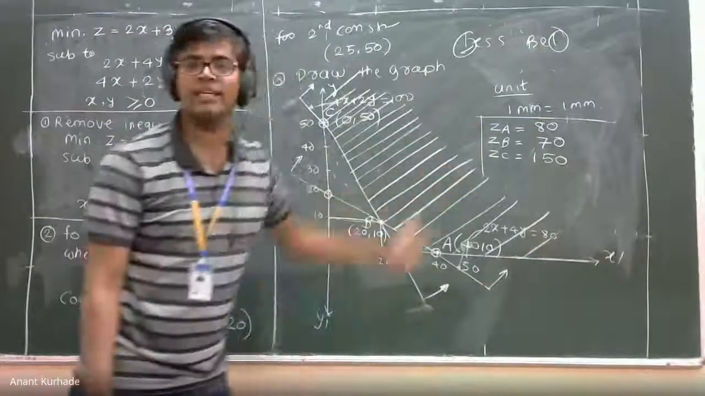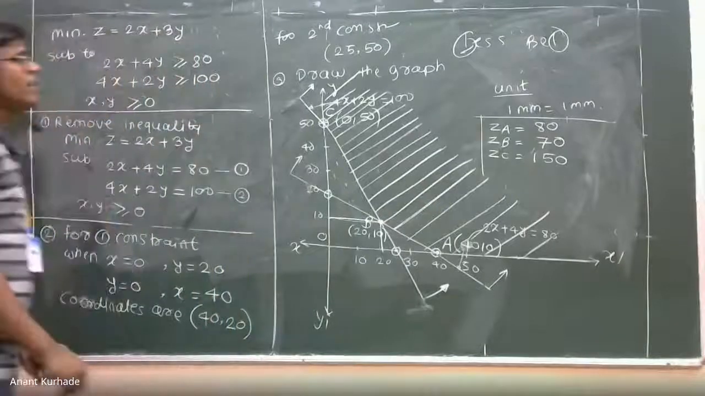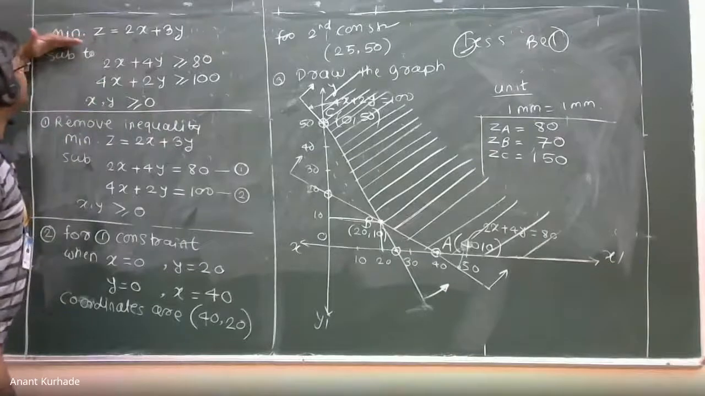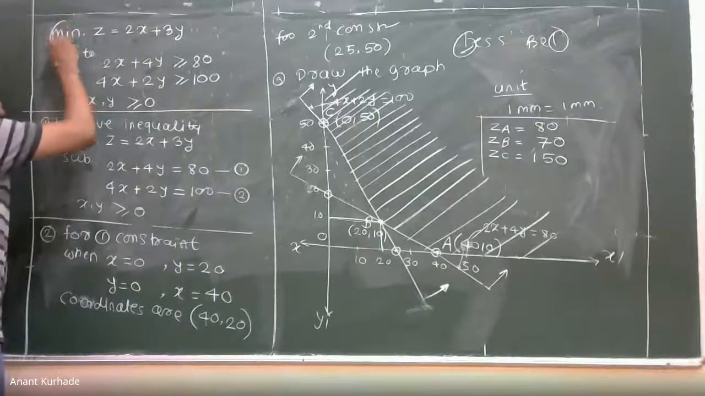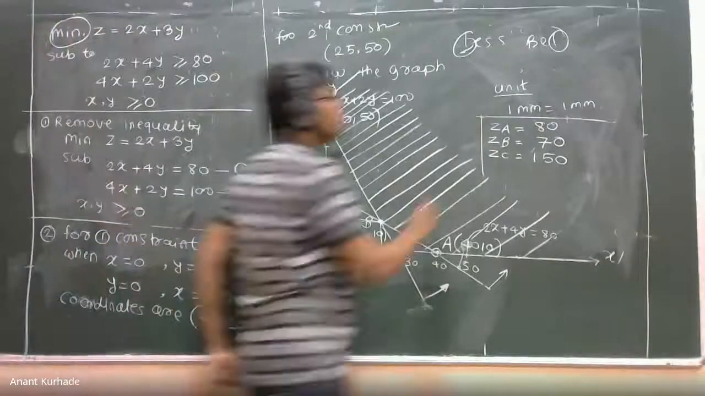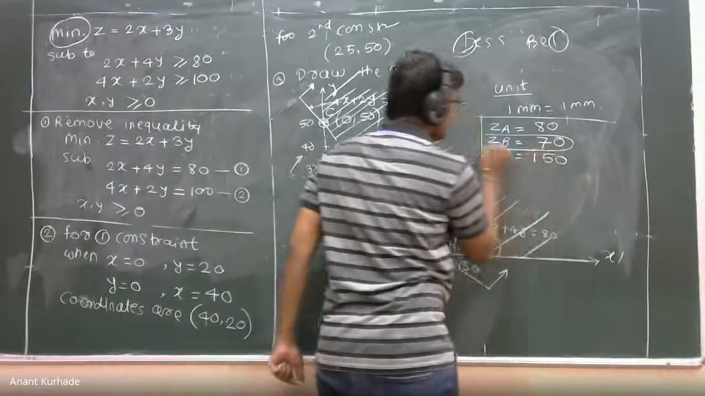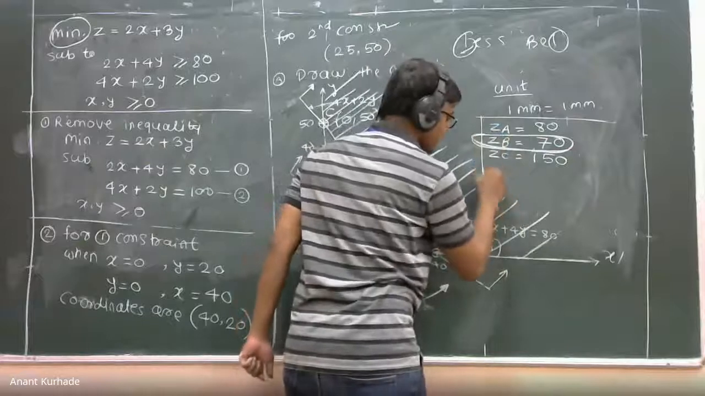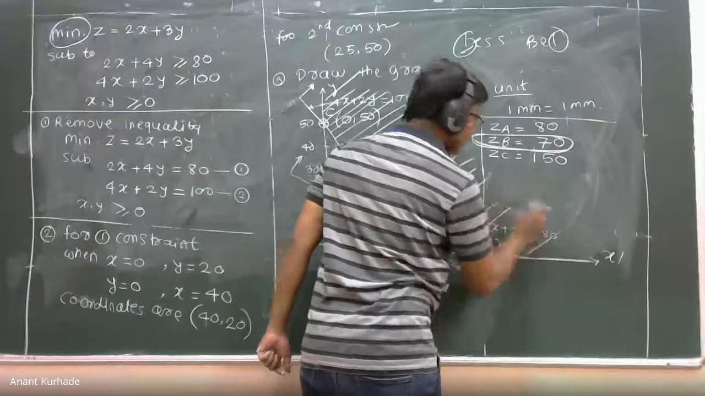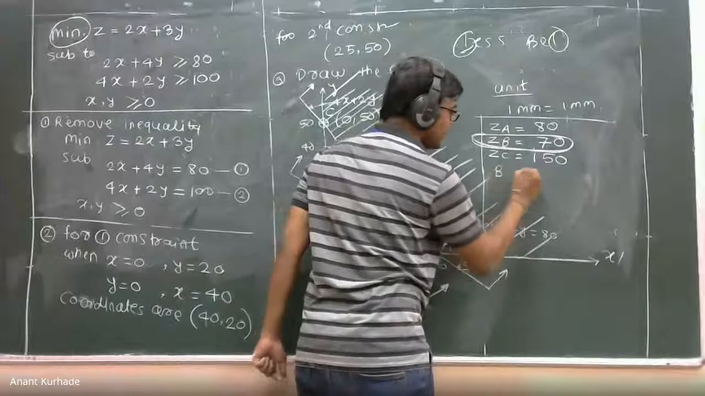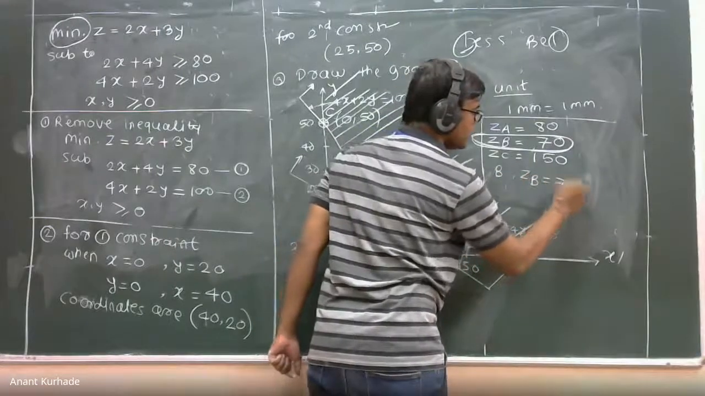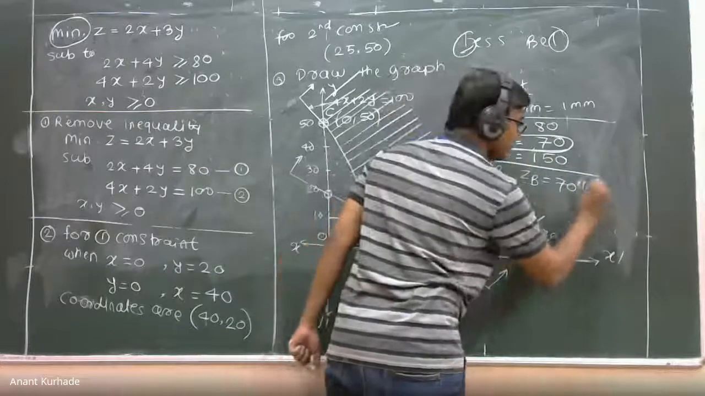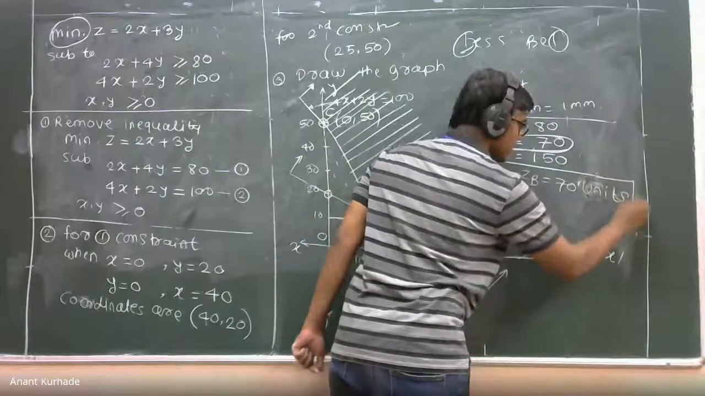But which one is correct? Again we have to check the objective function. The objective function is minimization, so find the minimum value, and this is your answer. The optimal solution is at point B, and Z at B is equal to 70 rupees. Write down the rupees, 70 units, and this is your answer.